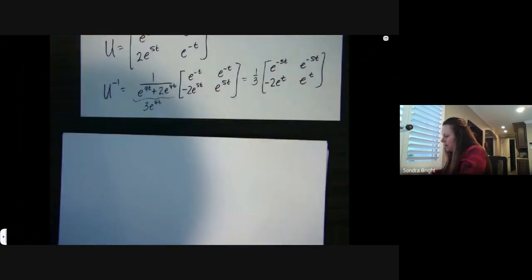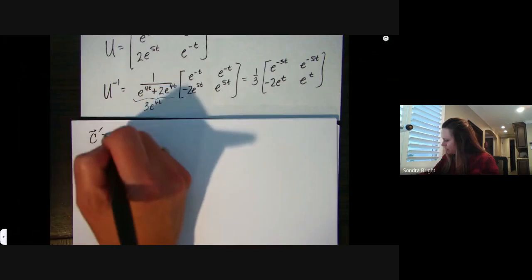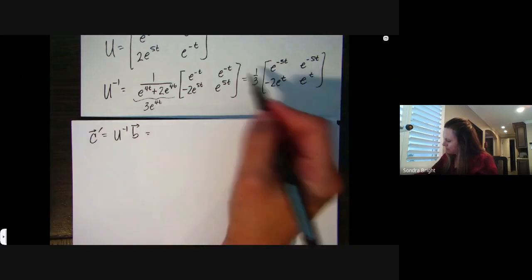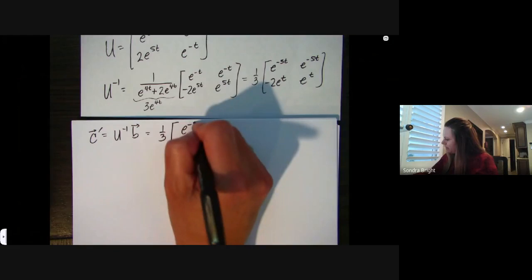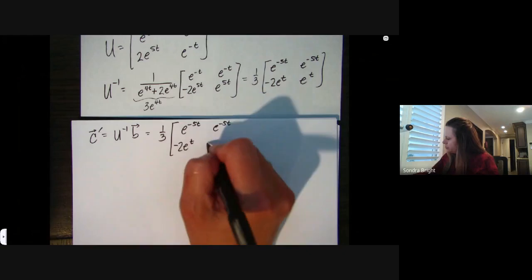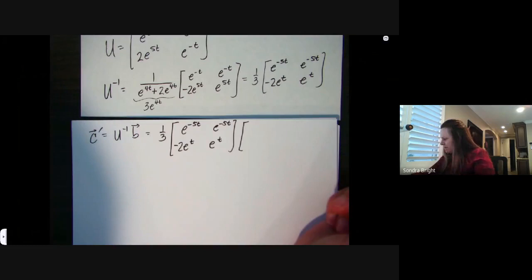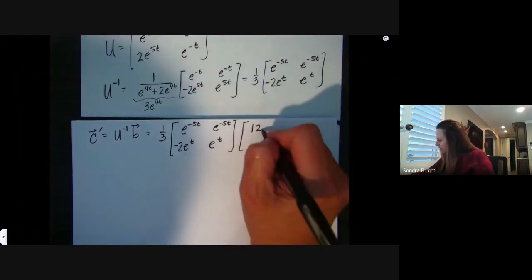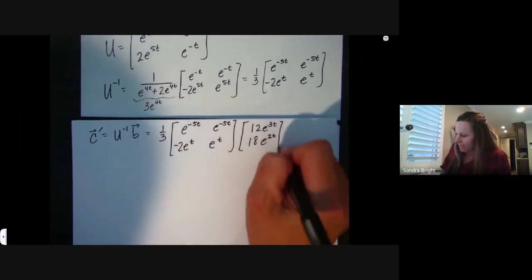Remember, C prime is U inverse times B. So I'm going to take this guy. I've still got the 1/3 out front. I'm just going to leave it there because it makes the numbers nicer when I go to multiply, and then I can distribute it at the end. Okay, so there's U inverse, and we're going to multiply it times B. And this B was 12e to the 3t and 18e to the 2t.